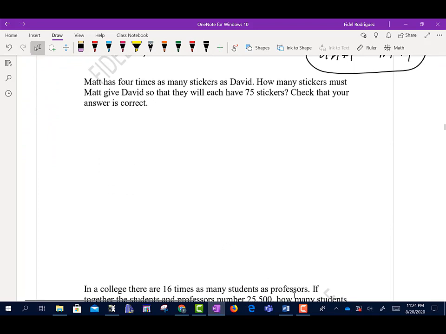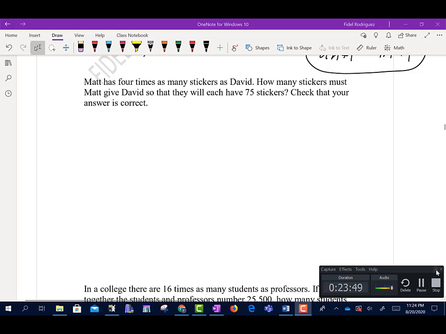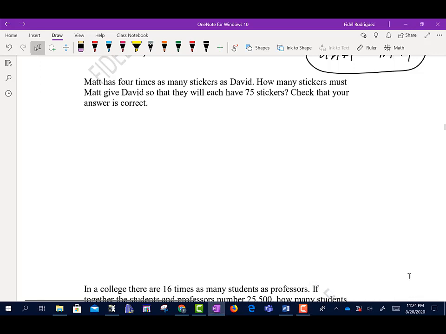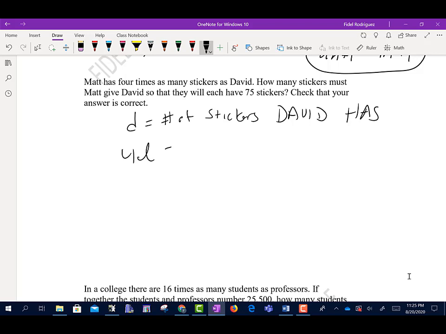So let's take a look here. Next part we have is Matt has 4 times as many stickers as David. Okay? Matt has 4 times as many stickers as David. So let's see. How about if we say D is the number of stickers that David has, then 4D is going to be the number of stickers Matt has, right?